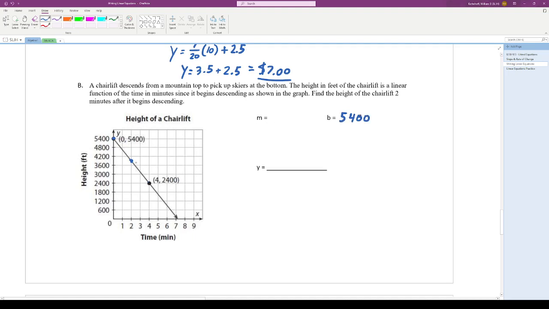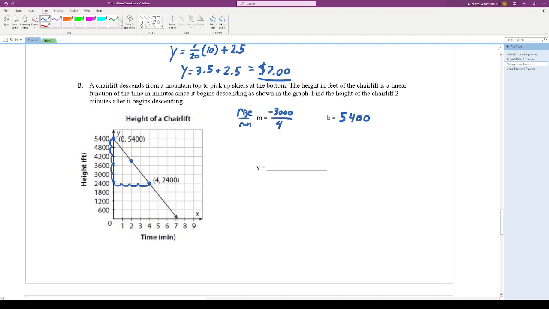And then our slope, we are looking at basically our rise over our run. So rise over run. If we go from this point to this one, the two that are marked, our rise is 5 steps down, which is 3,000 feet. And since we're going down, this is going to be negative 3,000. And the time that we went over was 4 minutes. So our slope, without simplifying, is negative 3,000 over 4.